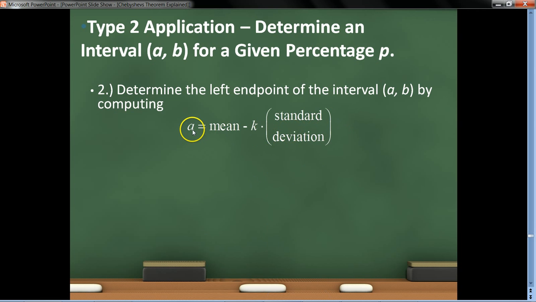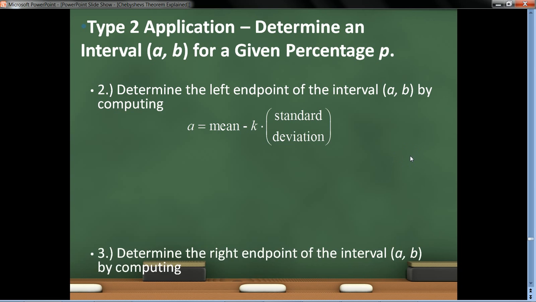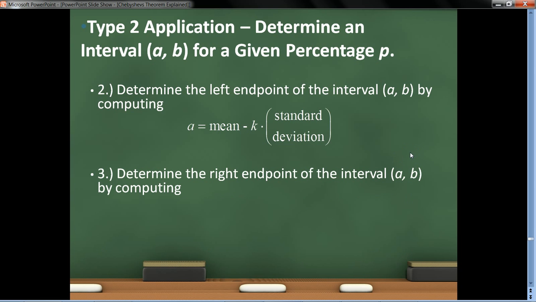There it is right there. So for the left endpoint, we take the mean and subtract the k value times the given standard deviation value. For the right endpoint, same sort of deal, only we add on k times the standard deviation. So we take the mean, add on k standard deviations, and that gives us the right endpoint of our interval A and B.